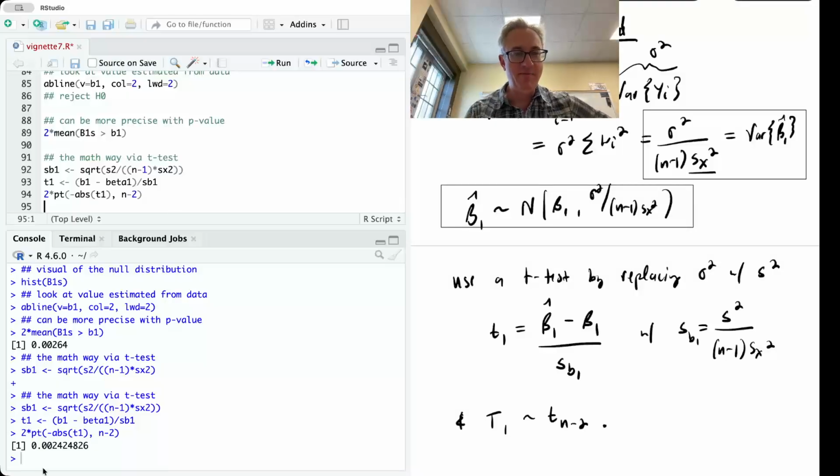Okay, so I must not have made a mistake earlier because I'm getting more or less the same answer with this mathematical calculation as I got earlier with the simulation. The setup is very similar for testing about the intercept, but it's not as common to do that. So I'll leave that to you in the book and on the homework. And similarly, it's not as common to test about the variance, but you can do that using chi-squared distributions. What I really want to move on to next is prediction, and that's going to be in part C of this chapter's video vignettes. So that's it for now.